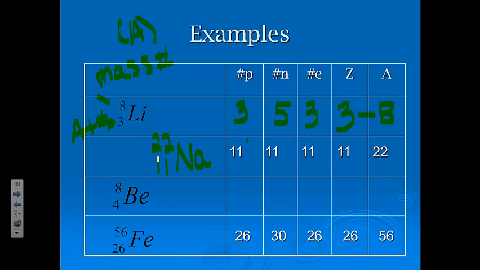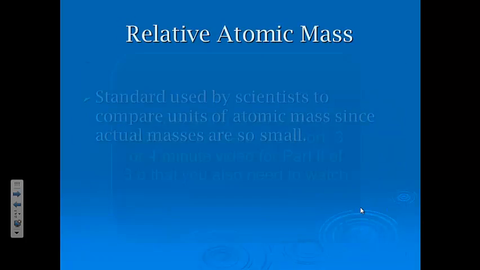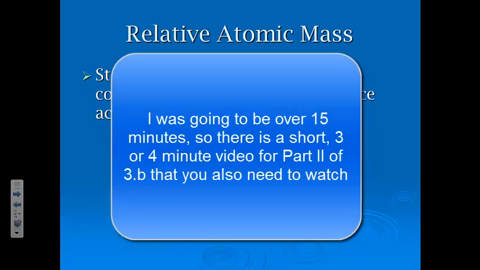Now to figure out which one this is, it's going to be sodium, which is Na. My mass number goes up top, 22. My atomic number goes down the bottom, which is 11. Here's beryllium. You've got 4, 4, and 4. My mass number is 8, and my number of neutrons is 4, because that's the difference between those two numbers.